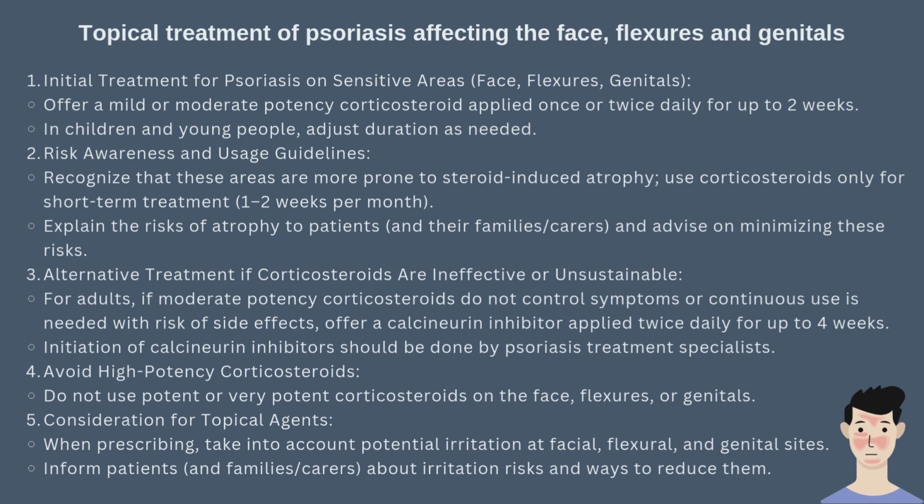Topical treatment of psoriasis affecting the face, flexures and genitals. Initial treatment for psoriasis on sensitive areas: face, flexures, genitals. Offer a mild or moderate potency corticosteroid applied once or twice daily for up to 2 weeks. In children and young people, adjust duration as needed.